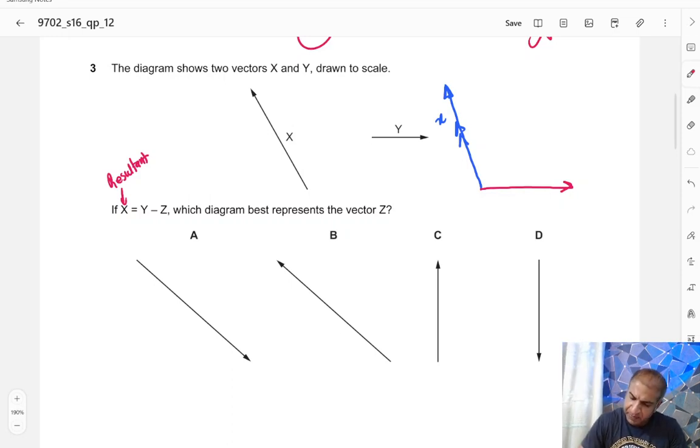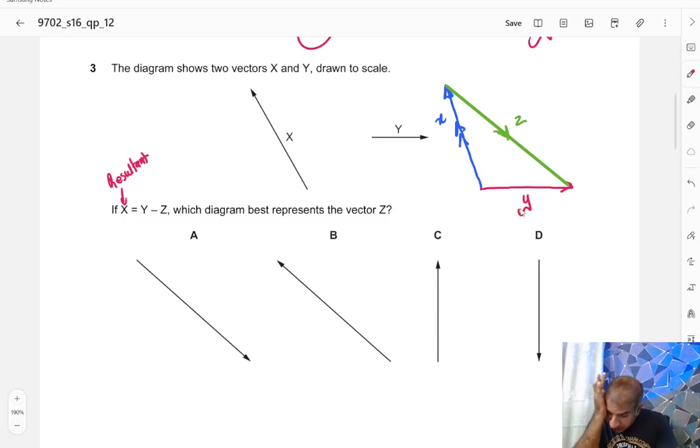I'm just going to draw this line using a green color. This is actually z, but the problem is that we happen to have a minus sign. So that means z is actually pointing this way. And this is z. I'm just going to write this down. This is z, and this was supposed to be y.